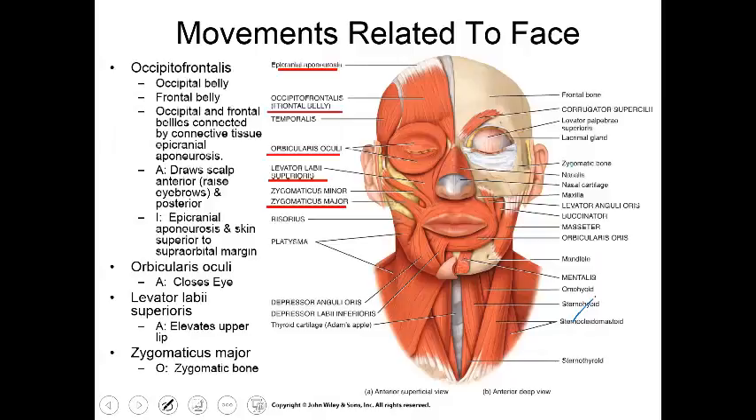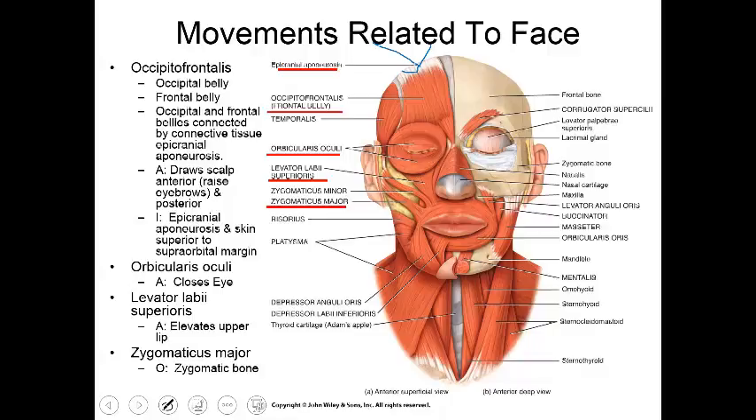Alright, so here's where we begin with the facial muscles. Now let's start right on top of the cranium, right here. You see this white stuff. This white stuff is called the epicranial aponeurosis. So it's kind of a tendon. We don't have a muscle right on the top of our cranium. So that is referred to as the epicranial aponeurosis.